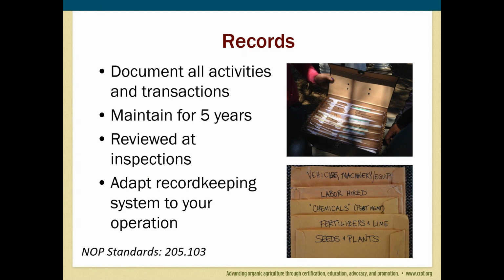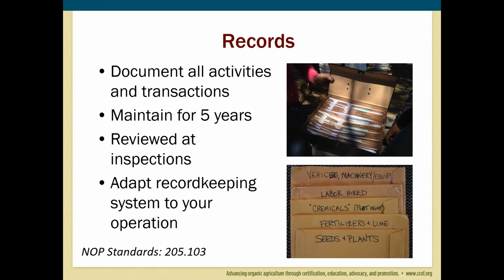So the requirement is that records need to document all activities and transactions on an organic operation. They need to be kept for 5 years minimum, and they have to be available to be reviewed at inspections. Just a side note that this is one of the reasons it really pays to be organized and well prepared with your records so that your inspection can be smooth. But the last thing about what the regulations say for records is that they should be adapted to your particular operation. And so what that means is that there's not one specific right way to keep records. Each operation can develop its own system that works within that operation.